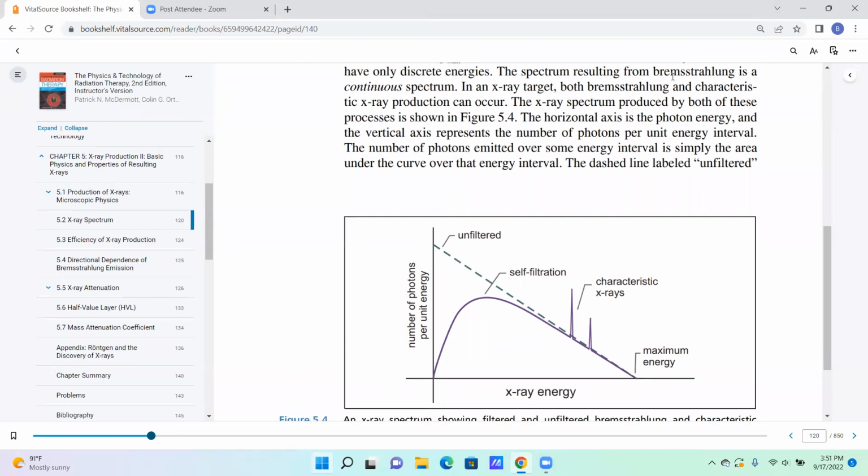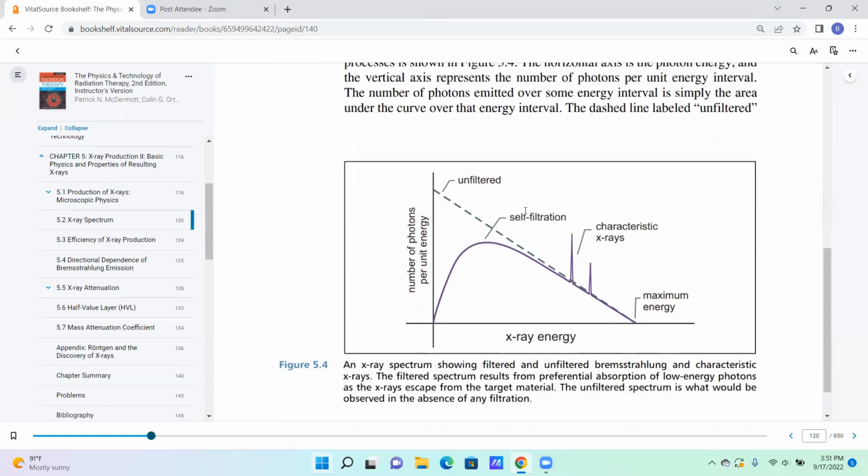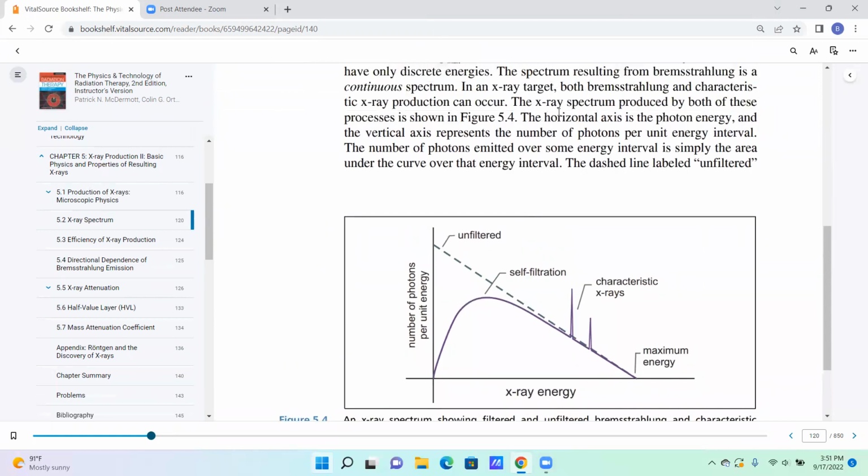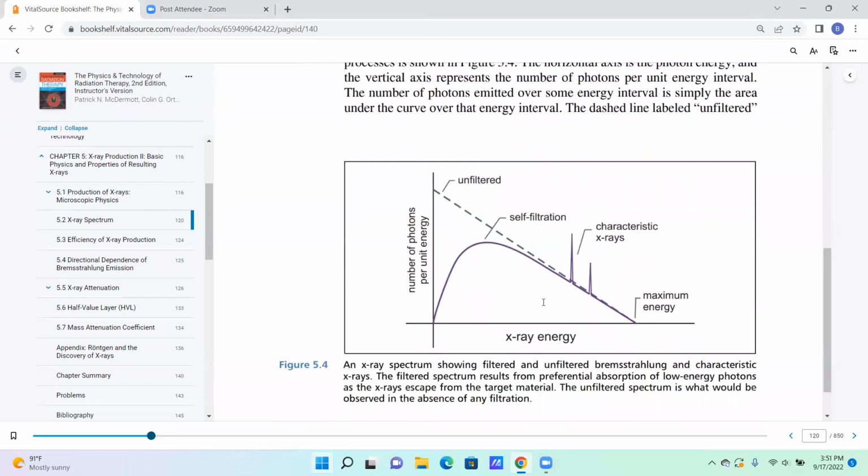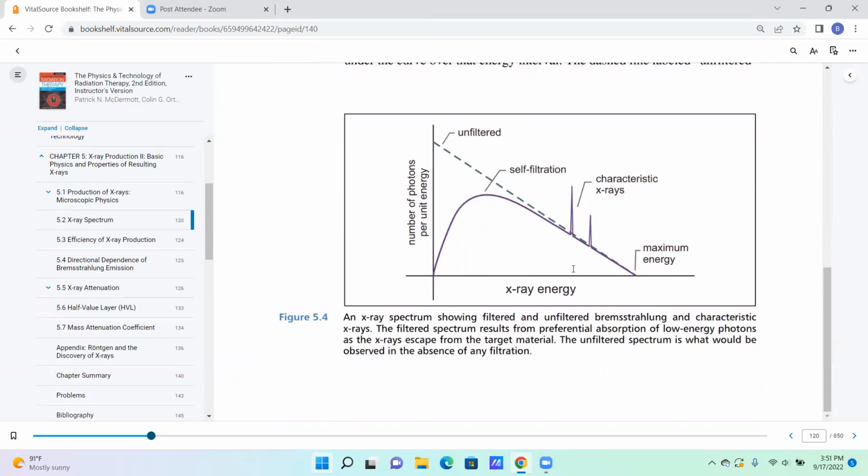So in an X-ray target, both Bremsstrahlung and characteristic X-ray production do occur. The X-ray spectrum produced by both is going to be shown here. The horizontal axis is the photon energy, and the vertical axis is the number of photons per unit energy interval. So the number of photons emitted over some energy interval is simply the area under the curve. We're not really that concerned with that.